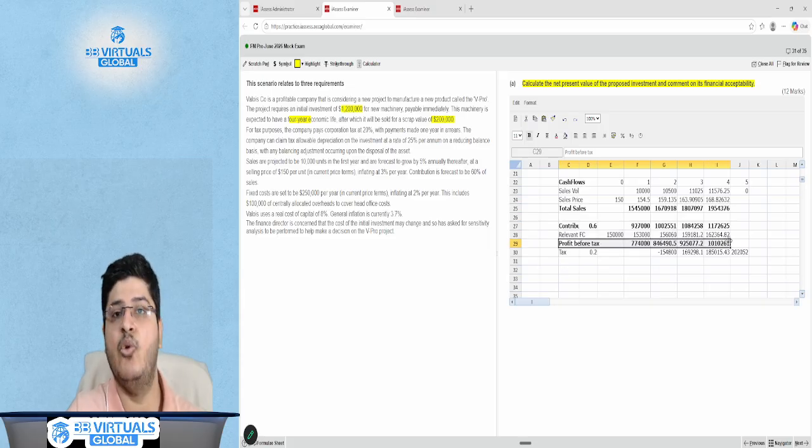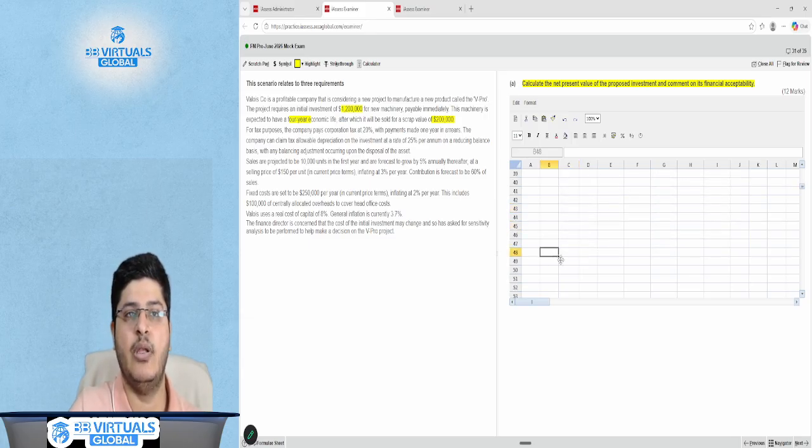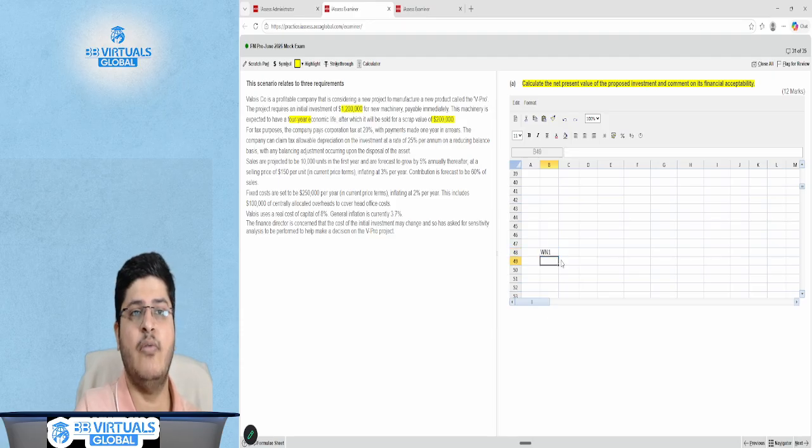I am putting this in bold because now I don't have to consider contribution and fixed cost, because it is already considered in profit before tax. Now you have to calculate the TAD. Let us put it in a working note here. Working note 1, tax allowable depreciation.